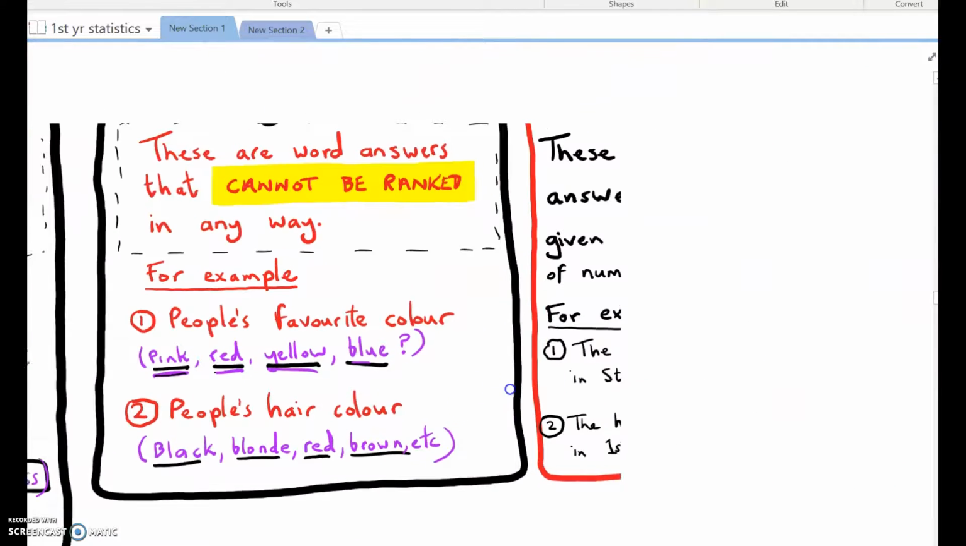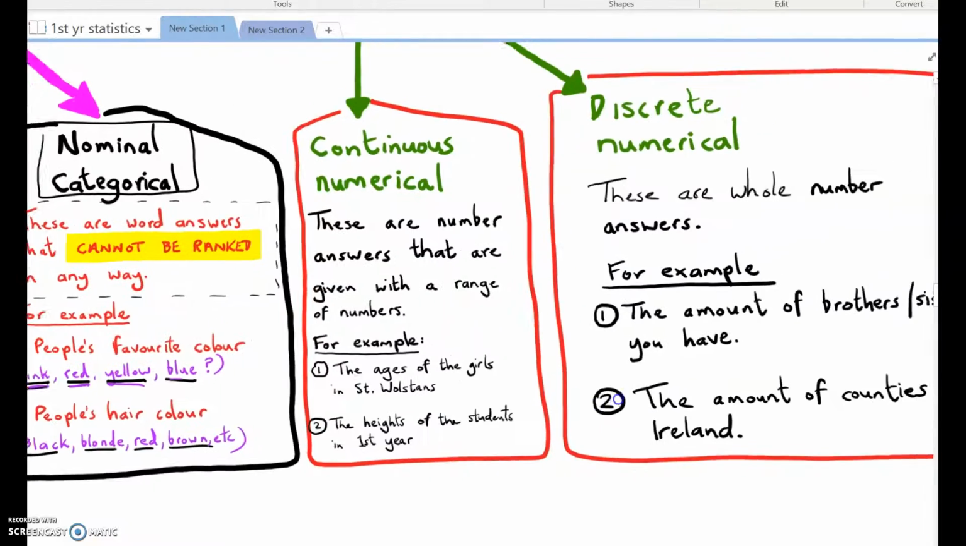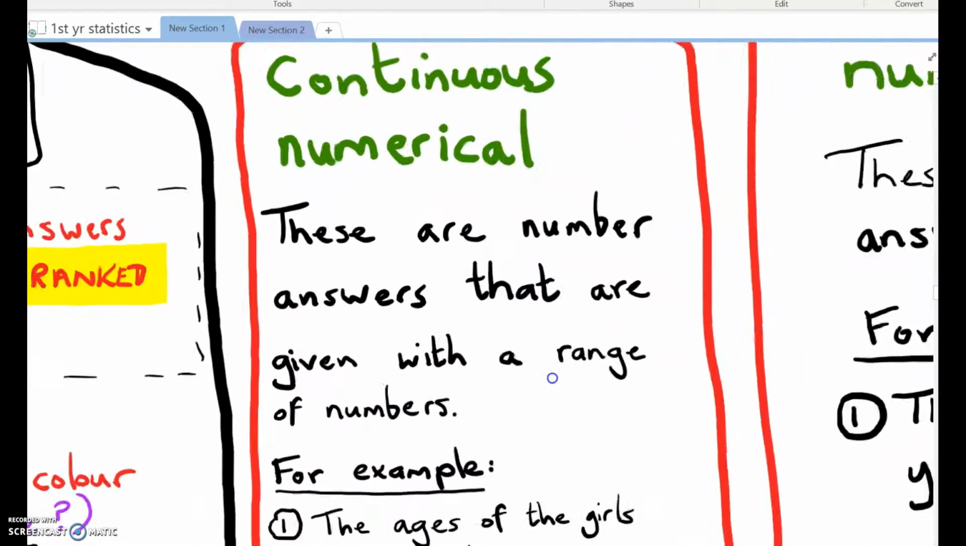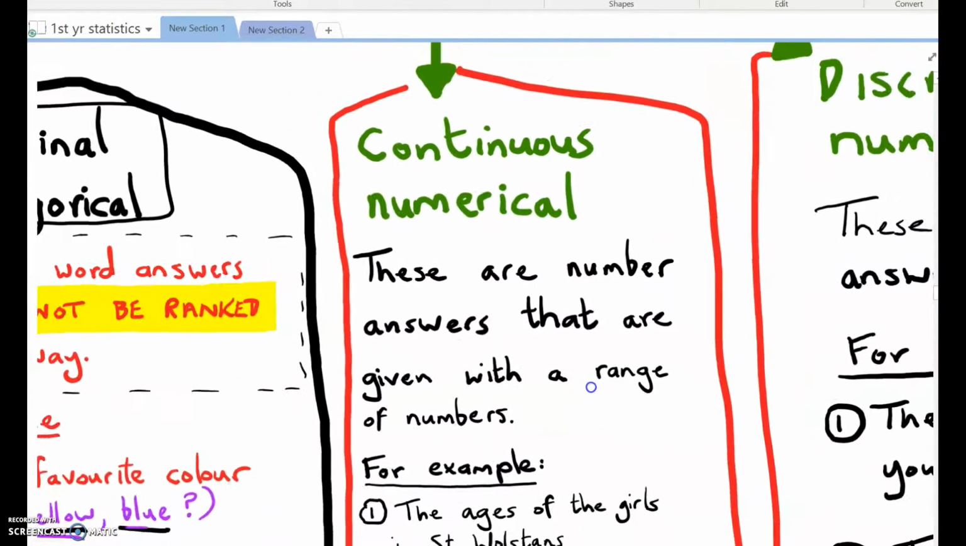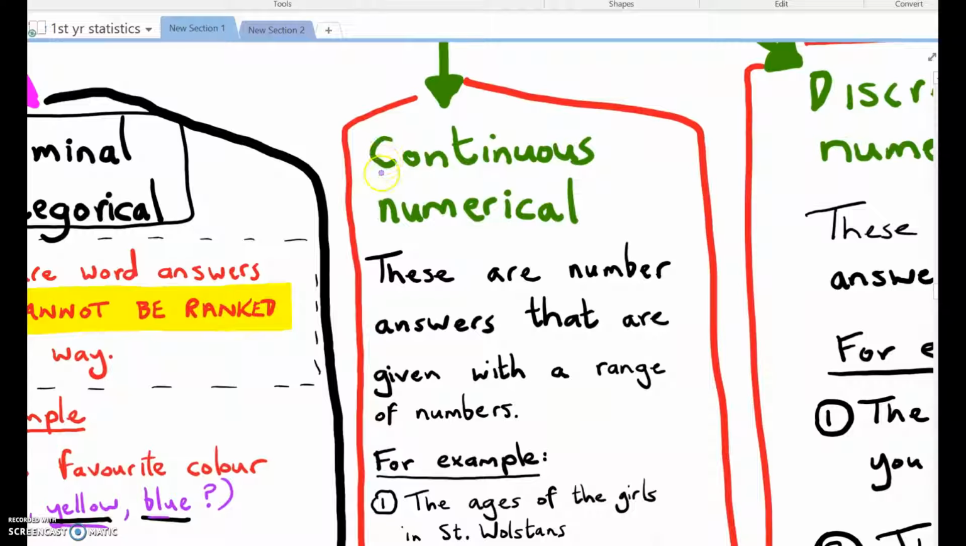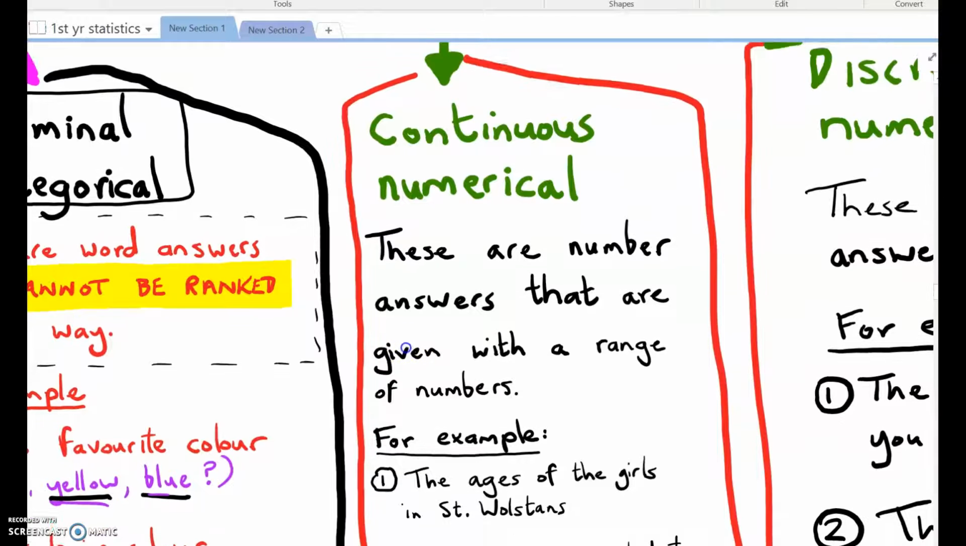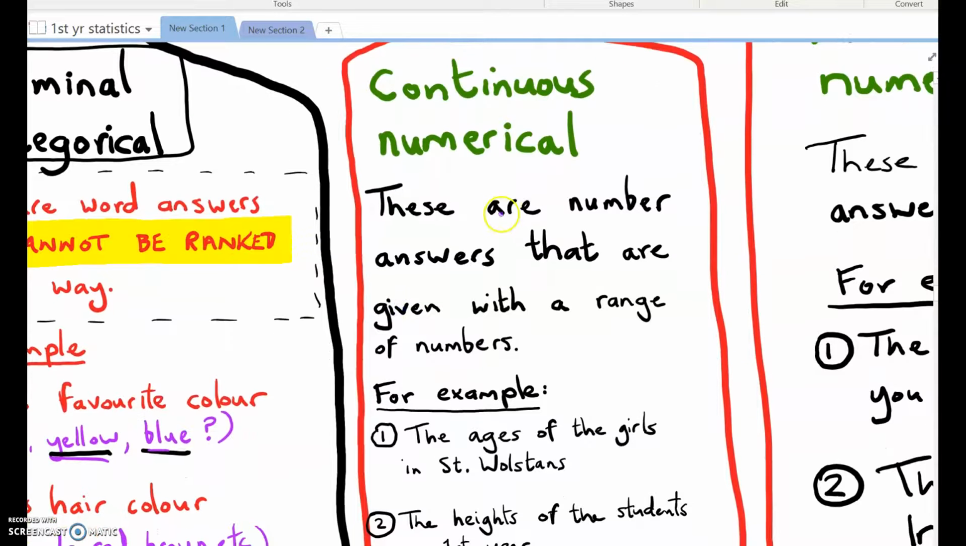There's also two types of numerical answers that people can give. So, if you give number answers, you could give a continuous numerical answer. Now, what does continuous numerical mean? Because people often get confused about this one in particular. Continuous numerical answers are number answers that are given with a range of numbers.